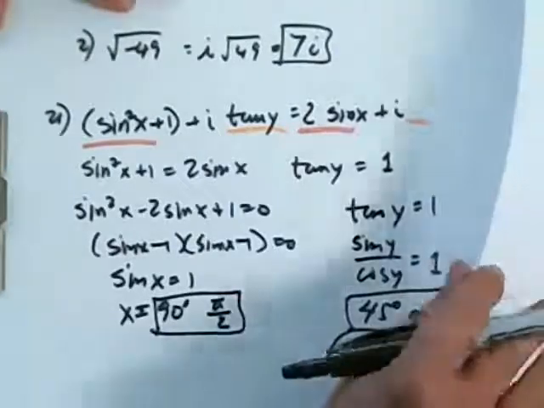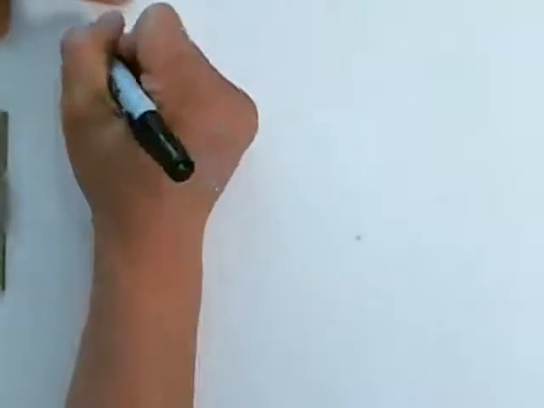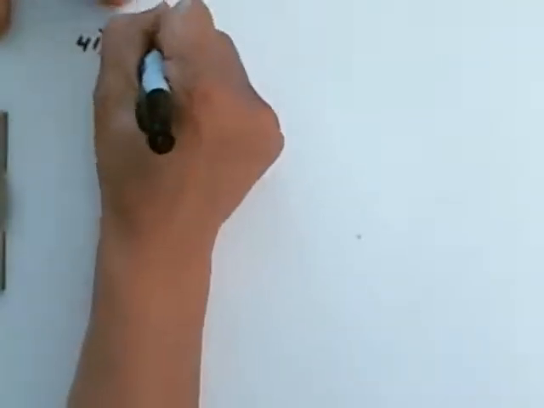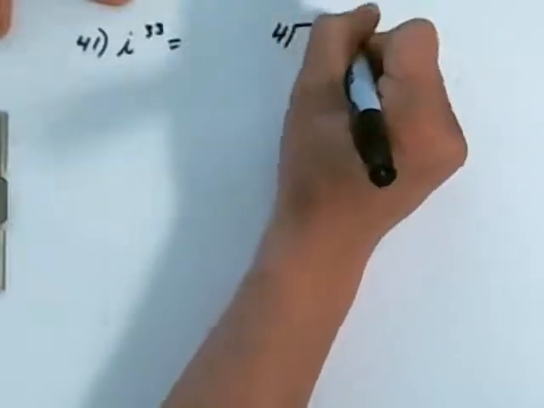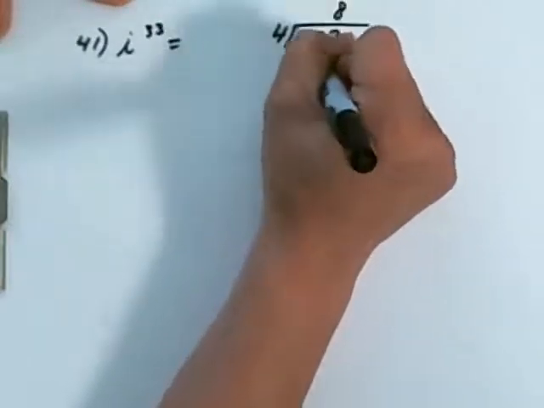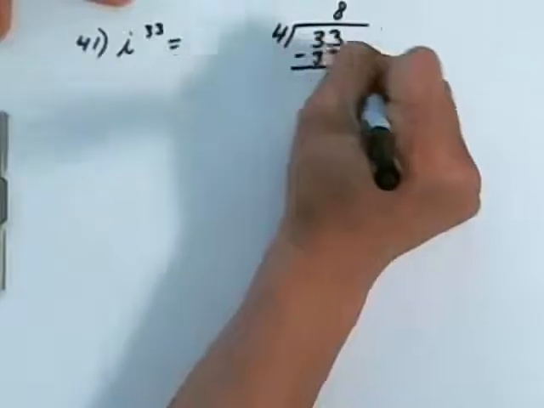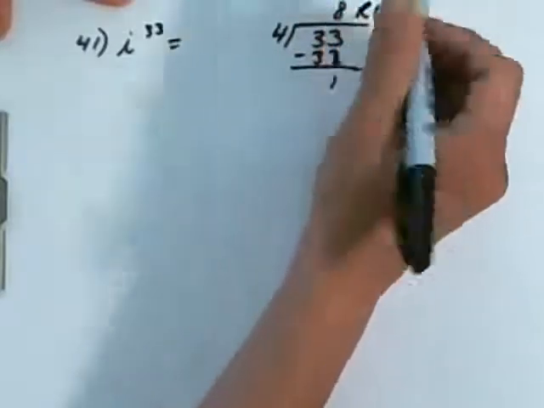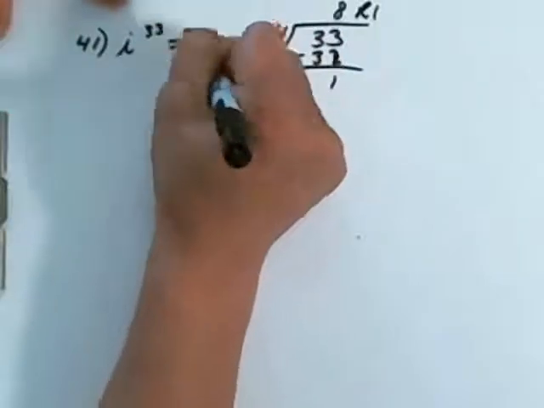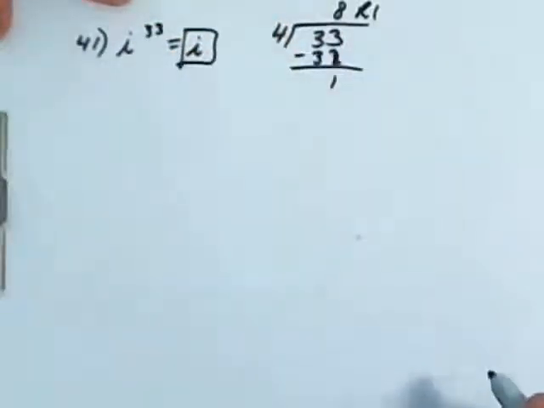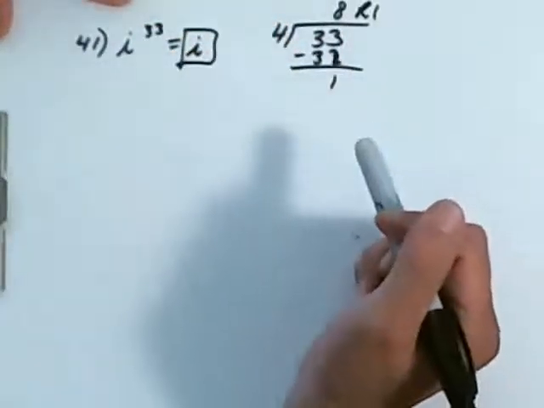Next problem is i to the 33rd power. Just take 33 divided by 4. 4 goes into 33 8 times, 32. Subtract, and the remainder is 1. You know that the remainder 1 is going to be just i. Verify that on the calculator. I showed you how to do that.